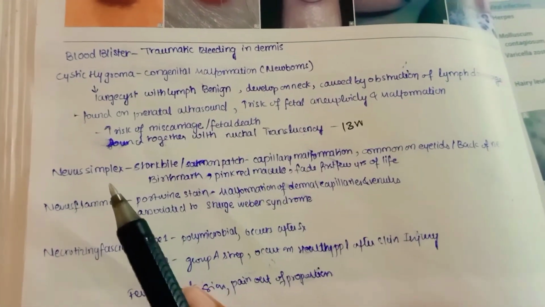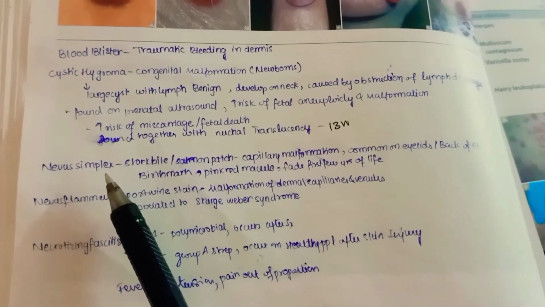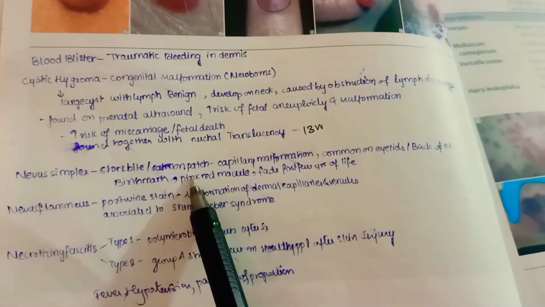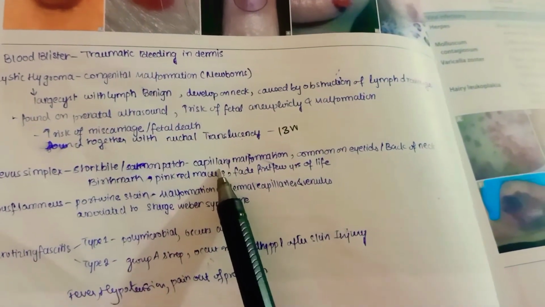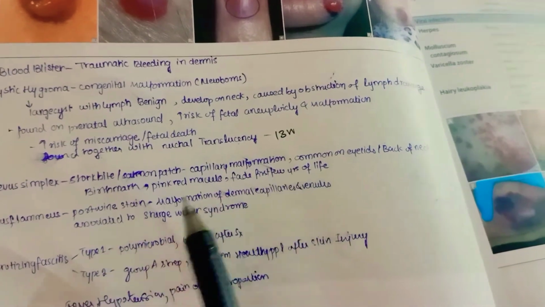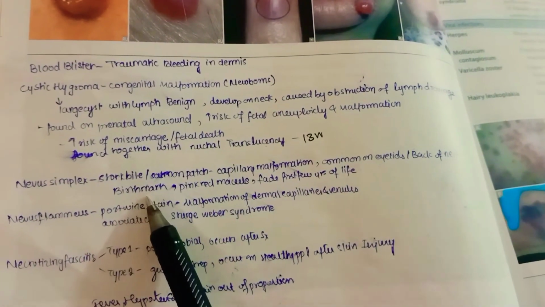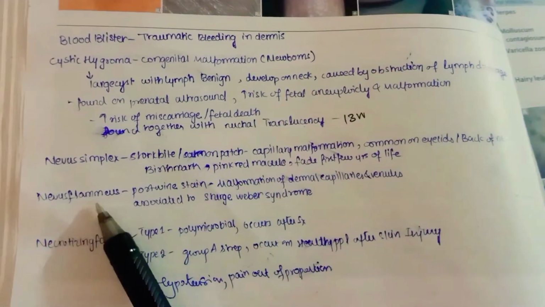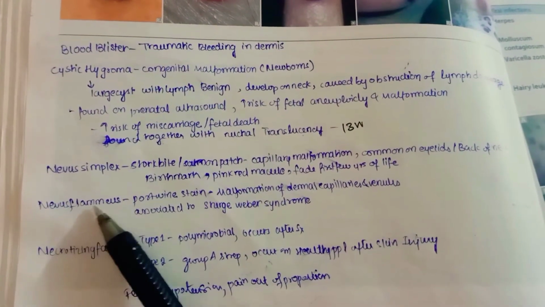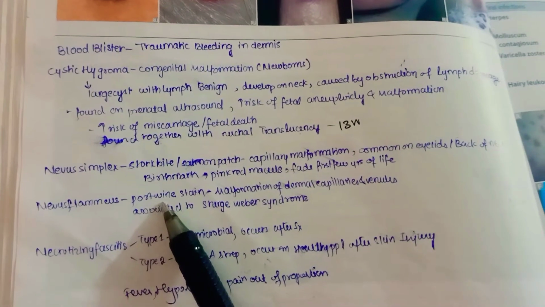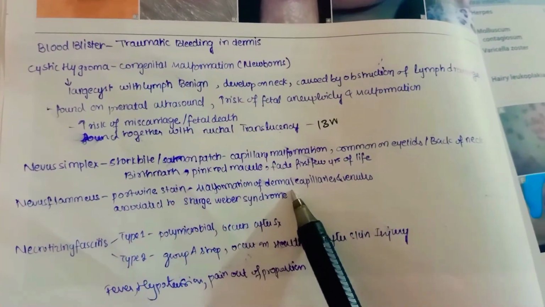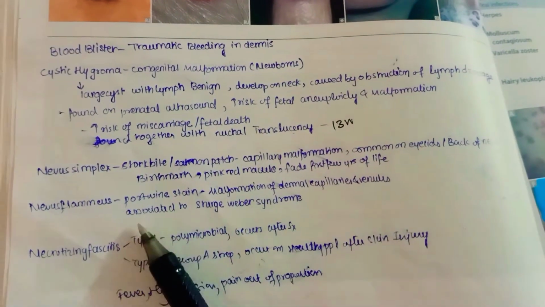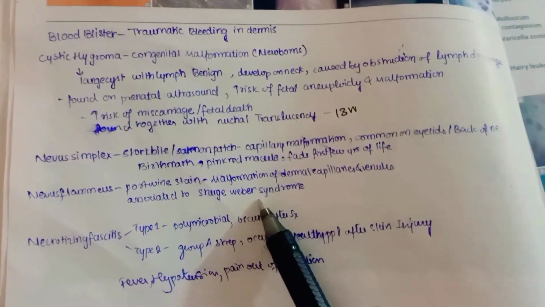Next, coming to nevus simplex. Nevus simplex is a stork bite or salmon patch. It is a capillary malformation common on eyelids and back of neck. It is actually a birthmark. It is a pink red macule. It fades in the first few years of life. Next, nevus flammeus. According to the name, you can see flammeus means red. It is also called port wine stain. Malformation of dermal capillaries and venules leads to this, associated with Sturge-Weber syndrome.